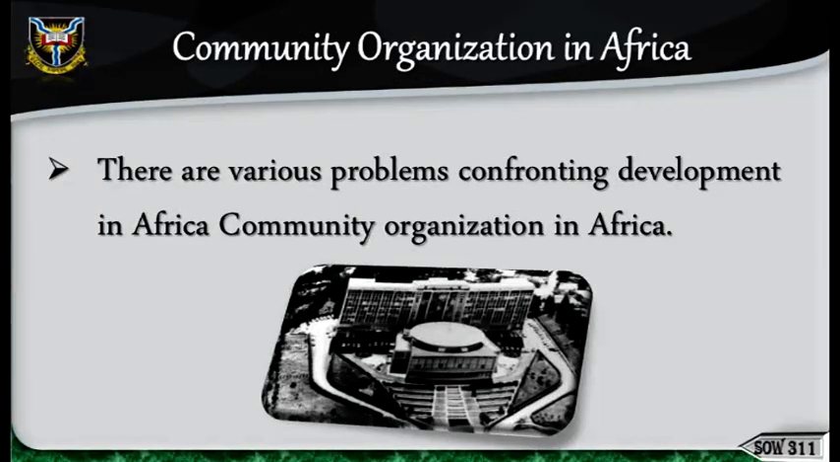Community organization in Africa. There are various problems confronting development in African community organization. This is principally concerned with ordering relationships between individuals and groups in a community with the purpose of making the community attain its set goals. Hence, the various problems should be identified at individual and communal levels. There should be the ordering of relationships between individuals and groups in a community.